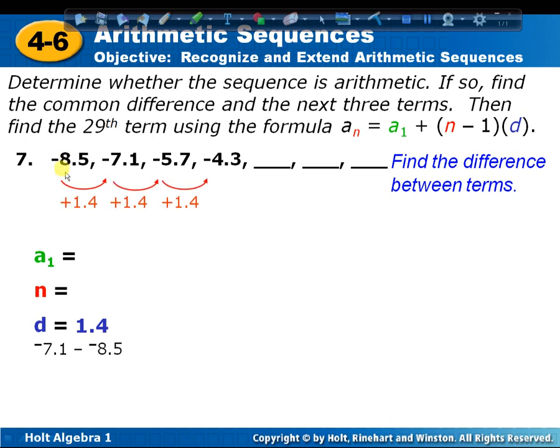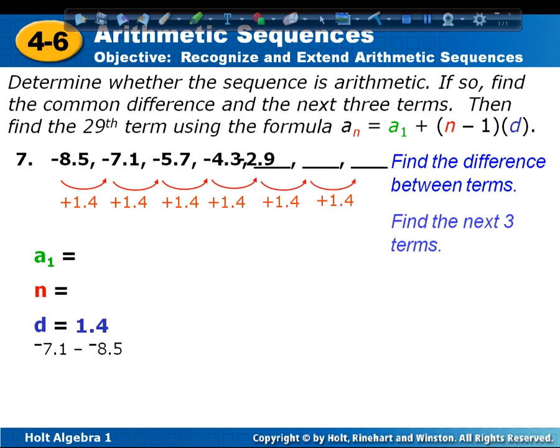So I'm going to see if it works. Negative 8.5 plus 1.4 gives me negative 7.1. Negative 7.1 plus 1.4 gives me negative 5.7. Negative 5.7 plus 1.4 gives me negative 4.3. So it is arithmetic because I'm adding 1.4 each and every time. So to find the next 3, I'm going to continue to add 1.4. It gives me negative 2.9, negative 1.5, and negative 0.1.